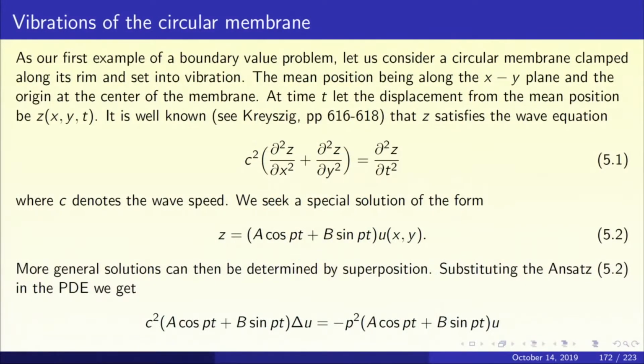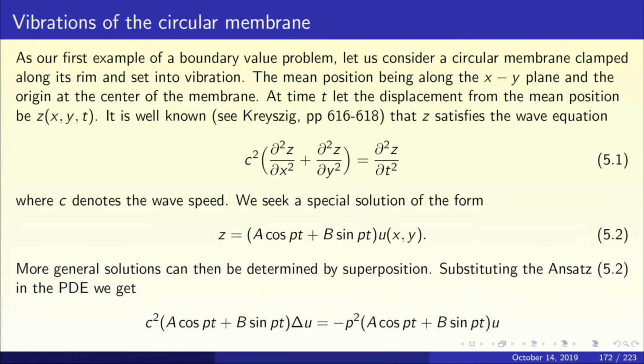Then what is the governing equation for this vibrating membrane? The governing equation can be derived. It is c squared times (del 2 z by del x squared plus del 2 z by del y squared) equal to del 2 z by del t squared, equation 5.1 in the displayed slide. Now, to derive this equation, you have to use certain basic physical principles, some conservation laws, and that derivation can be found in the book by Kreyszig, Advanced Engineering Mathematics, 8th edition, and c is the wave speed. Okay, so now we have got this partial differential equation 5.1.